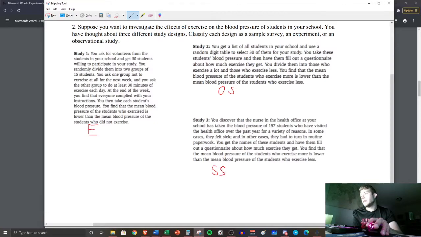And the reason that we came up with that as our answers is because of how specific the way is that they go about this study 3. So you discover that the nurse in the health office at your school has taken the blood pressure of 157 students who have visited the health office over the past year for a variety of reasons. In some cases, they felt sick. In other cases, they had to turn in routine paperwork. You get the names of these students and have them fill in a questionnaire about how much exercise they get. You find that the mean blood pressure of each student who exercises more is lower than those who exercise less. So because there's this specific way that they went about sampling, that's why I think study 3 would be a better description of a sample survey.